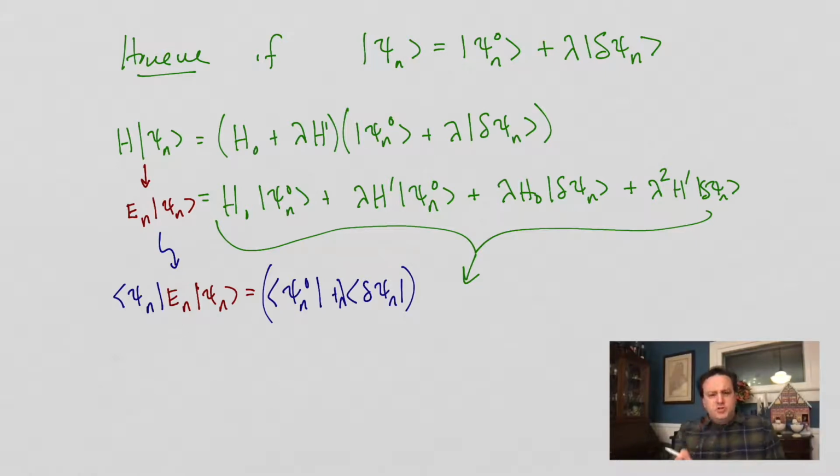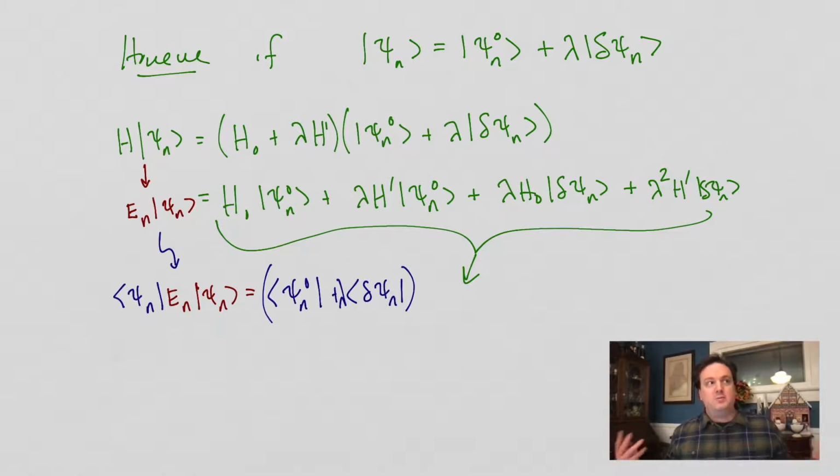Now that introduces on the right-hand side another copy of psi n naught plus lambda delta psi n. This is the bra version, but it's still another copy of that state. Okay, and so now, if I hadn't done this algebra out, I would have a binomial times a binomial times a binomial, which is 4 times 8 different terms. But many of those terms are going to be very high order in lambda, right?